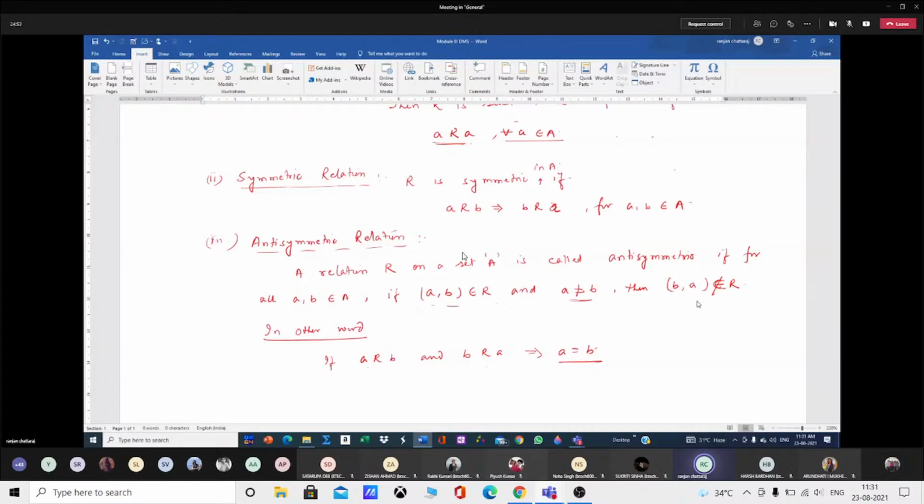In many books this definition is given. But as per my opinion, this is the better definition. And transitive, later I will come to the examples also.